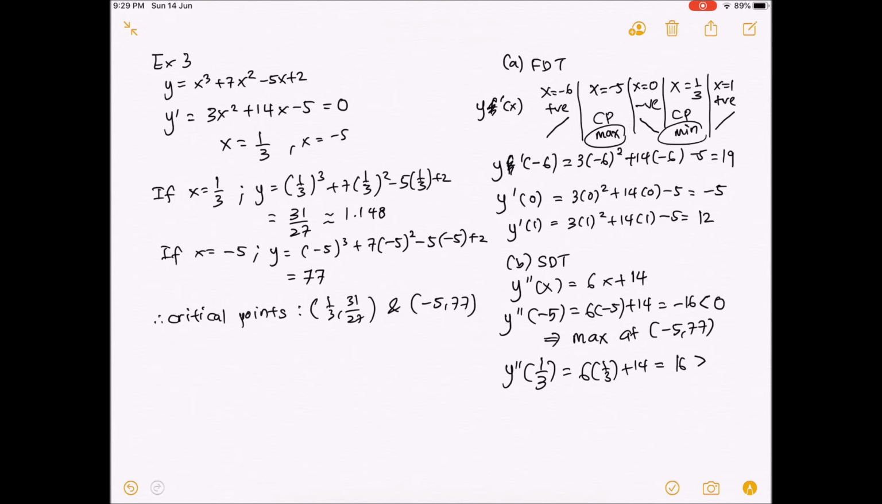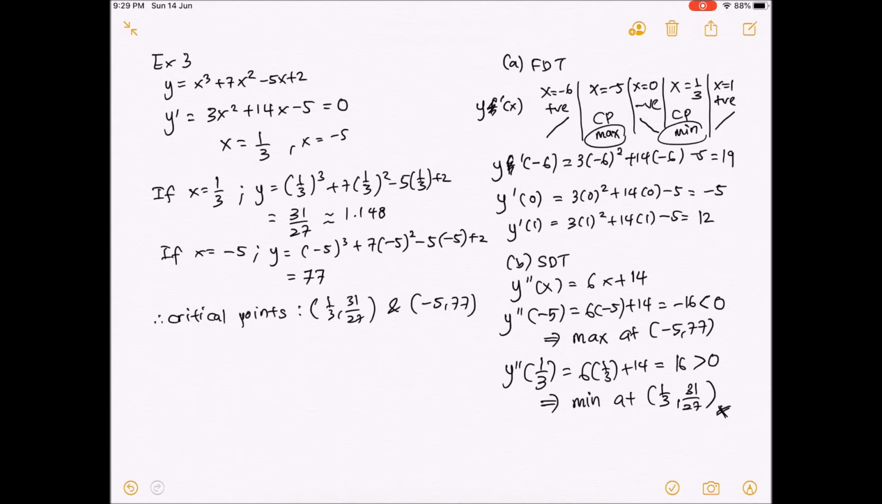I will have 16, which is greater than 0. So if my y double prime, or my second derivative, is greater than 0, it means I have a minimum point. Minimum at 1/3, 31/27. So obviously you have the same answer using the first derivative test or the second derivative test.